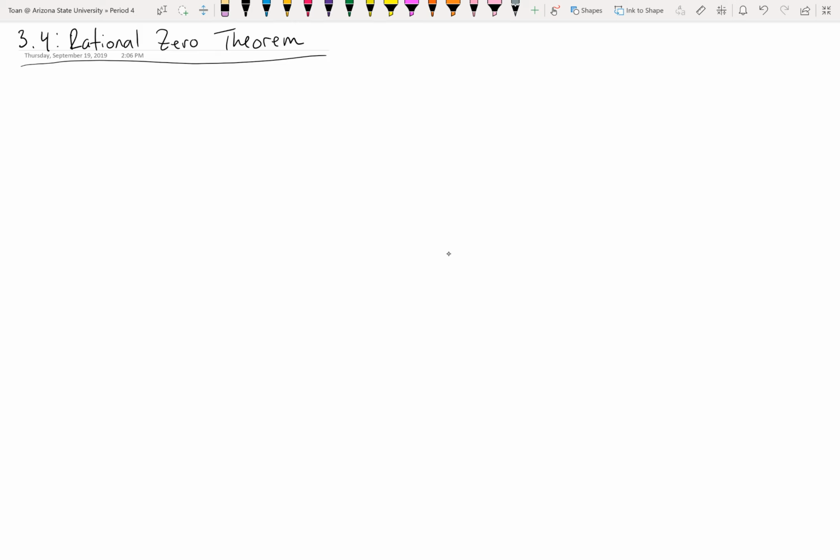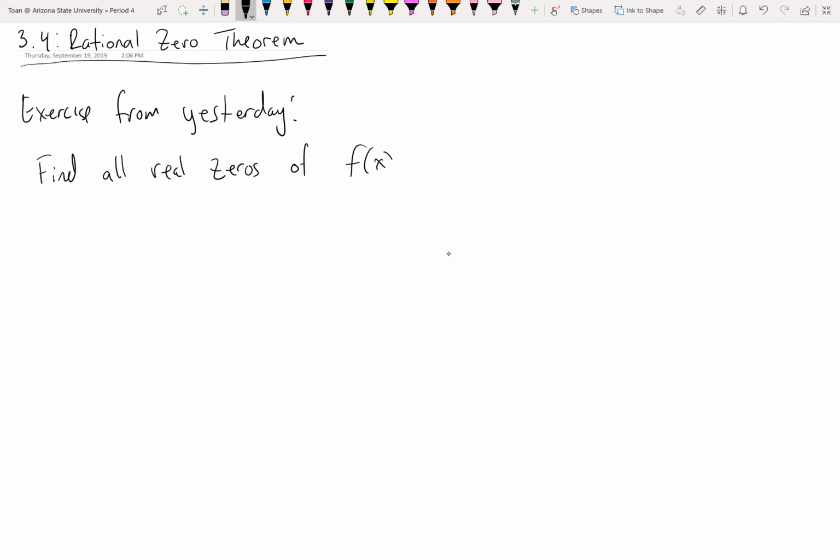So let's say, exercise from yesterday. I just pulled this question straight from the homework. So one of your homework questions was: find all real zeros of f of x equals x cubed minus x squared minus 11x plus 15. So this was on last night's assignment.